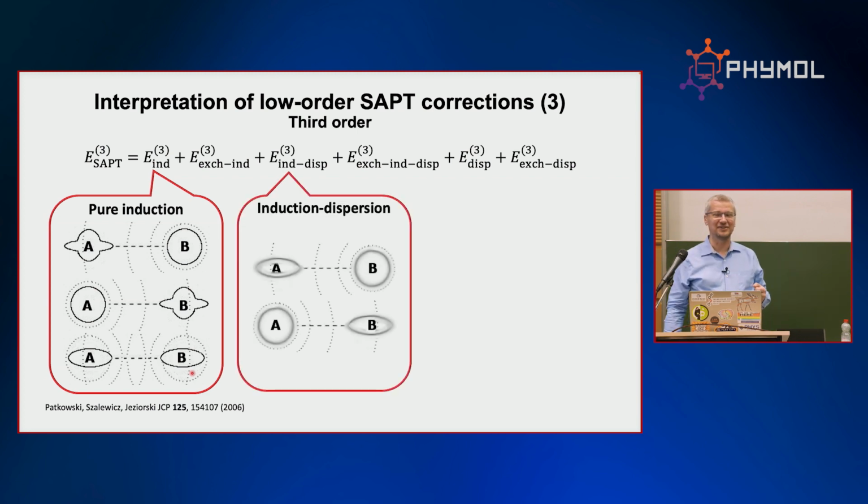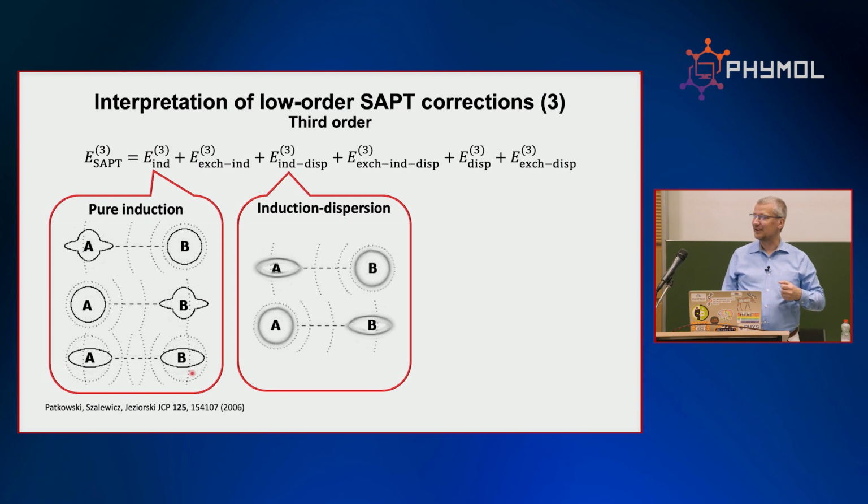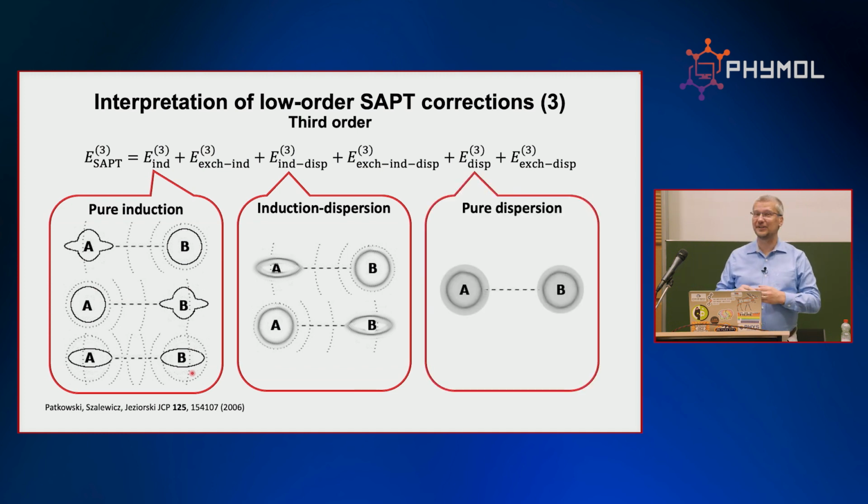For the mixed induction dispersion, it's very much what the name suggests. So in the induction energy, one molecule polarized the other. And now this polarized molecule also wants to have a dispersion interaction with the original one. So now there's intermolecular electron correlation between polarized molecule A and unpolarized molecule B, and vice versa. And the pure dispersion term in third order is a small term, and it's a repulsive term. So it modifies the second order dispersion, accounting for effects of higher order electron correlation. So that's the interpretation in low orders.